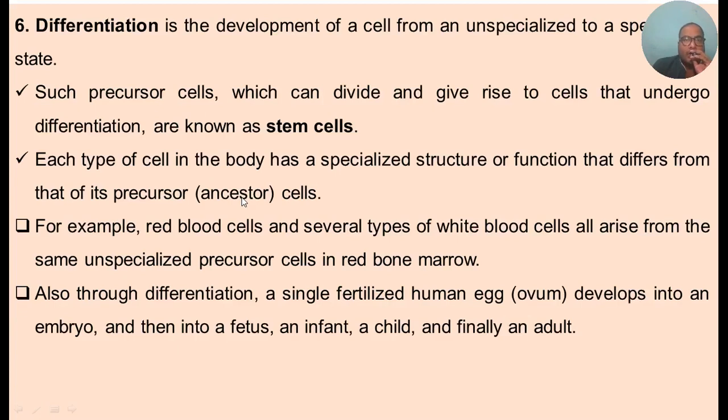Next, for example, red blood cells and several types of white blood cells arise from the same unspecialized precursor cell in the red bone marrow. Like I have told you, the blood cells are synthesized in the red bone marrow. So both red blood cells and white blood cells come from the precursor cells present in the red bone marrow. They have different functions. They are both blood cells, but they are specialized.